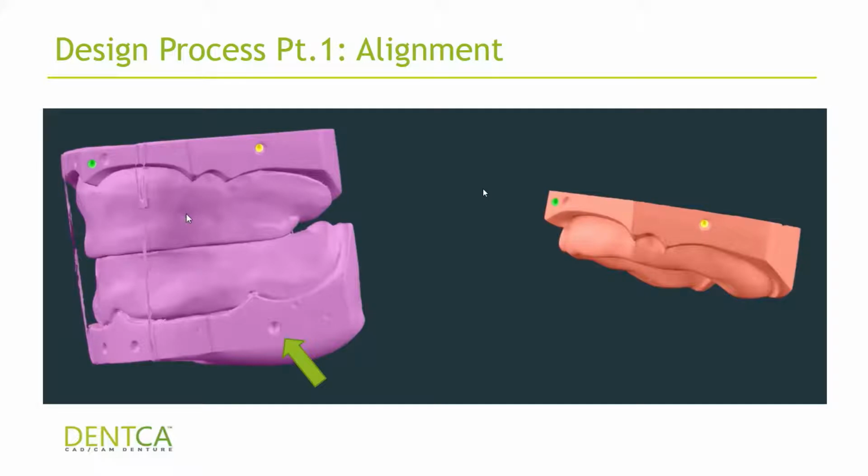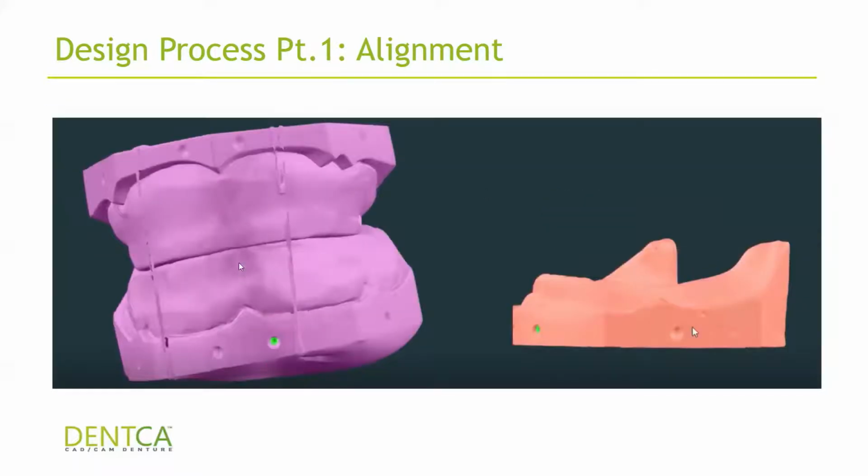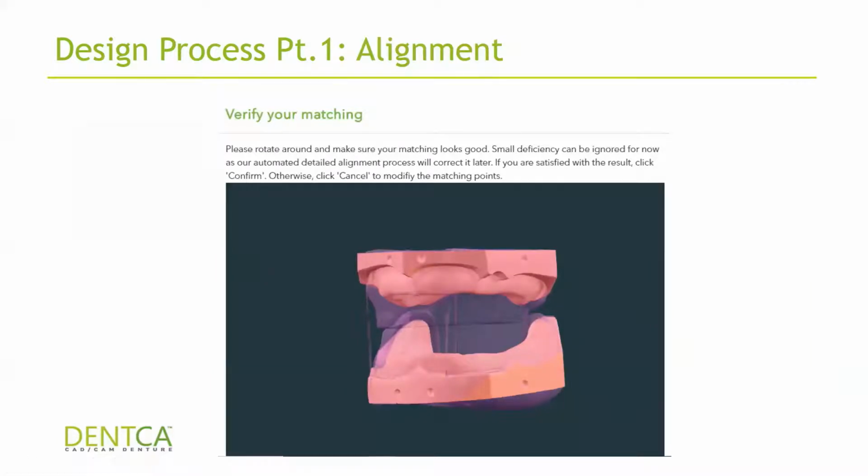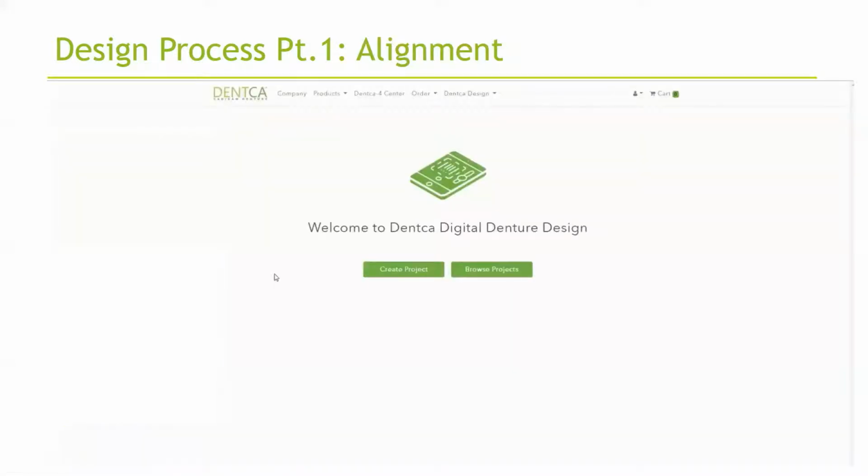So we've been through this. You have to set 3 points. Each point is a little bit different in color and in shape, so it's very simple to use. It's very user-friendly. And then you're going to do the same thing with the lower, and then you're going to be taken to a screen where you're going to be verifying that your matching is correct.